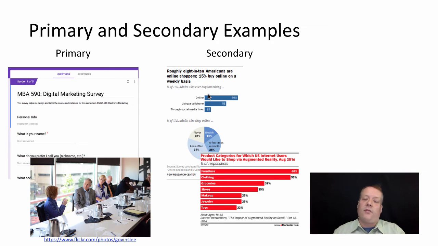This was data that was collected for another purpose, but something that you might use in deciding how to best conduct your digital marketing. Or eMarketer, one of my favorite ones, right? Looking at product categories for which US internet users like to shop via augmented reality. When you're deciding whether or not to include augmented reality in your digital marketing plan, this might be a good kind of resource to look at when understanding what's going on there, right?